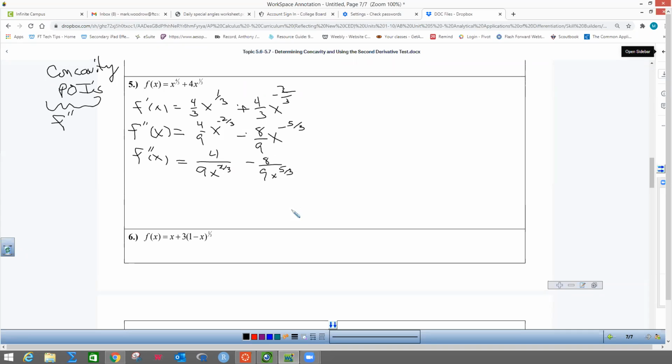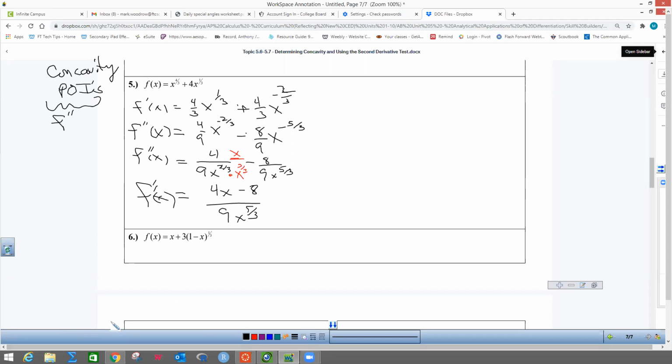And then I want to get a common denominator. So what I know is if I multiply like bases, I add exponents. So 2/3 and 3/3, which is 1, give me 5/3. So I'm going to multiply by x on both top and bottom here to get a common denominator. So that means my second derivative is going to be 4x minus 8 all over 9x to the 5/3 power. So there is my second derivative.